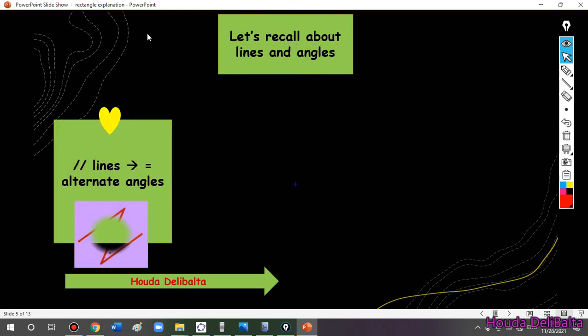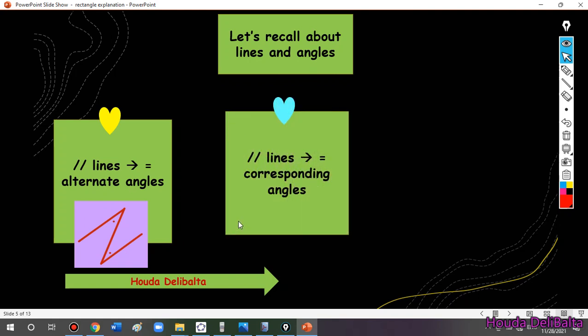So if you remember, when I have parallel lines, then definitely I'm going to have equal alternate angles. Those angles making the Z shape are called alternate angles, and they come from parallel lines. When I have parallel lines, those alternate angles are equal. We are going to use those ideas later, inshallah, in the proofs.